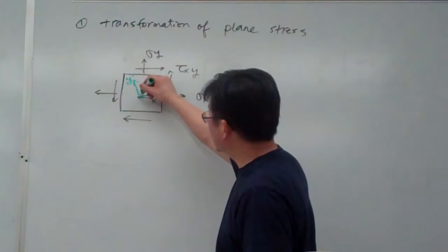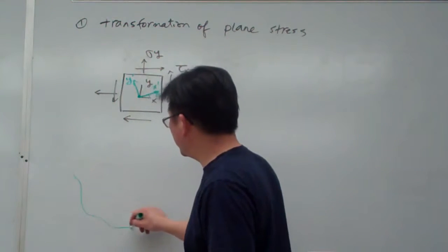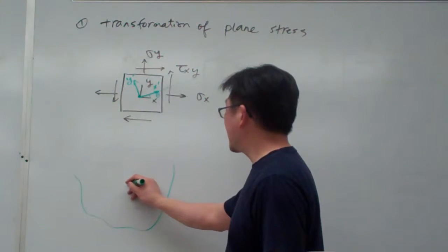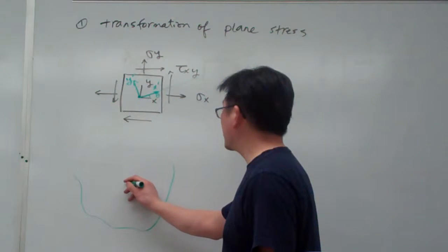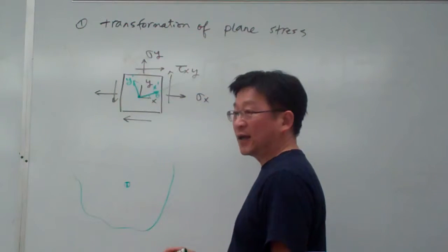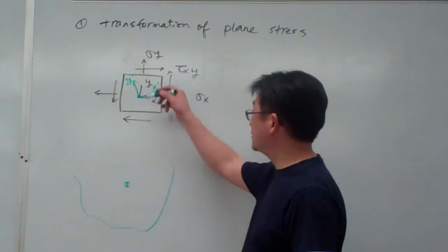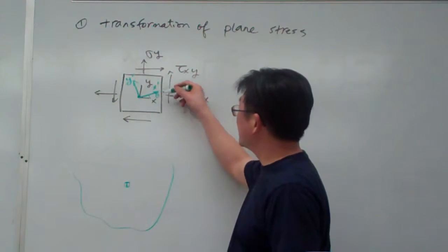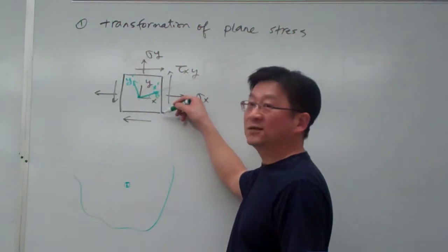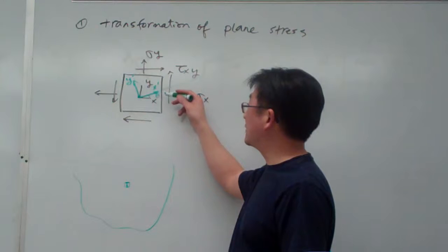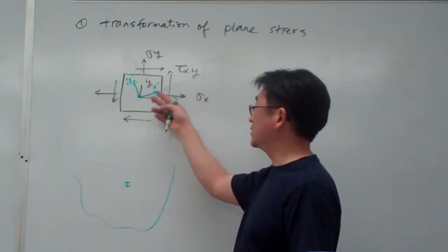This is a point, for example, on a huge elastic object. If we are interested in one point, usually what we do is take a small patch and try to extract the information about the patch. This is called the stress element or patch, and it is used to describe the distribution of the stresses.